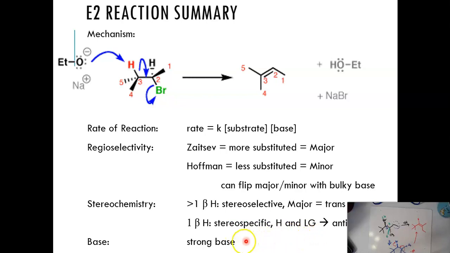And then the last piece of information, which was shown in all of our examples, but I don't believe it was ever stated, is that our base does need to be a strong base. So this generally, again, means a negative charge, and we saw this in the very first slide. There was a table of acids and bases.